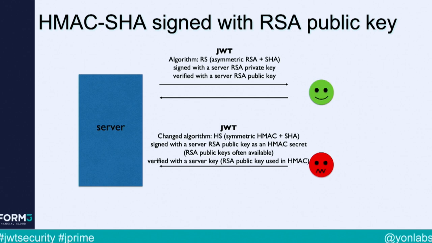It signs the token with the server RSA public key as an HMAC secret. And then the server reads the algorithm from the header, sees HMAC SHA, so it switches to the HMAC SHA algorithm, but it has been configured to use the RSA public key during verification, and that's how it's tricked into properly and successfully verifying a forged token.